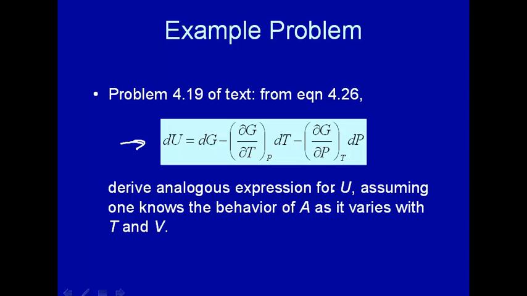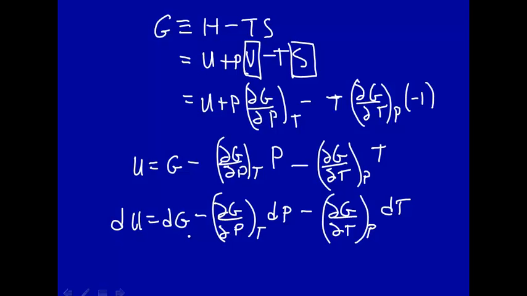Now let's derive an analogous expression for U, assuming you know the behavior of A, how A varies with temperature and volume. So instead of G, we're going to do A. Start with the definition: A is defined as U minus TS. Well, let's go ahead and isolate U. We want an analogous expression. That's equal to A plus TS.